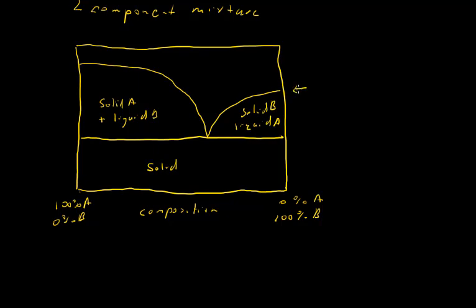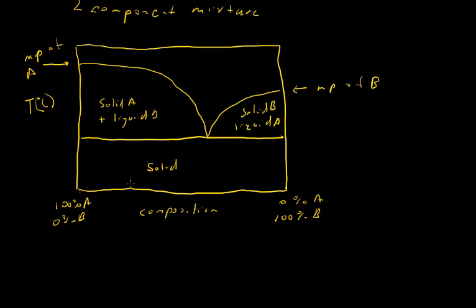So that temperature right there, by the way, the y-axis here is temperature. Let's say degrees Celsius is typical. So that point right there would be the melting point of pure B. And this temperature here would be the melting point of A. So if we have pure A, we have a very sharp melting point, in other words.